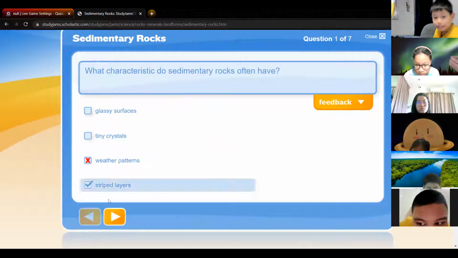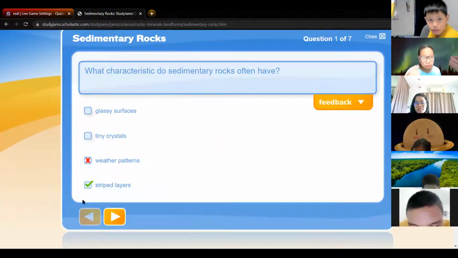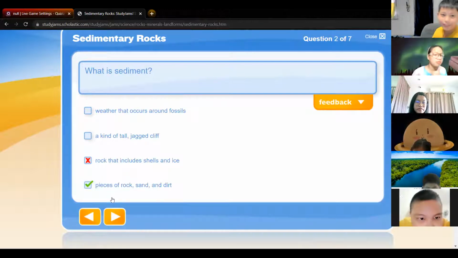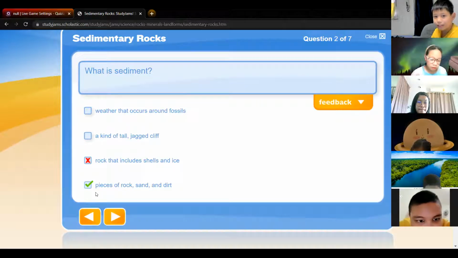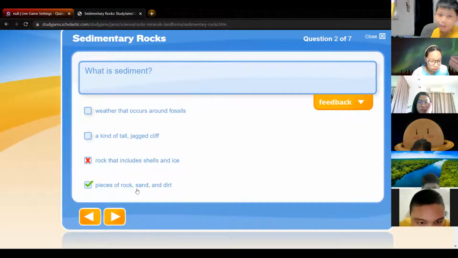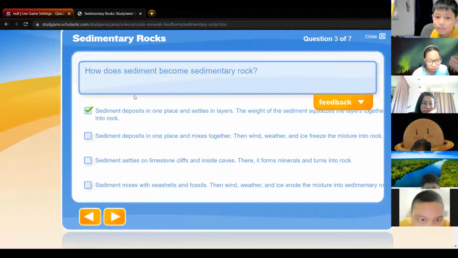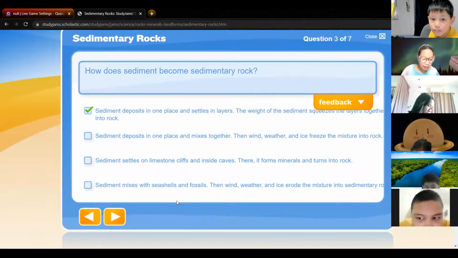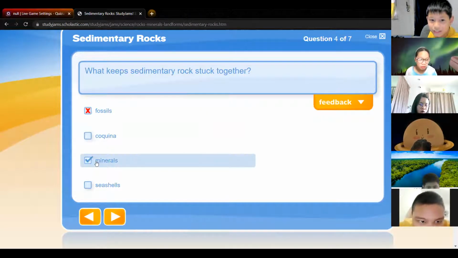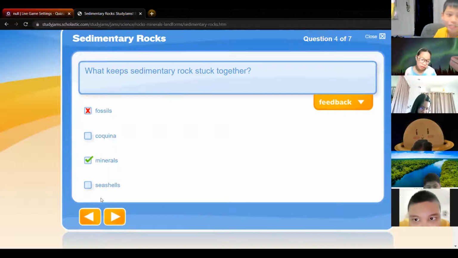Let's reveal. So here, Nataya, it's not the weather patterns, it was striped layers. And the second one, who answered this one? Sediment. The answer is pieces of rock, sand, and dirt. It's not the rock that includes shells and ice. Here, who answered this one? I think it was Apiwit. Yes. This one, it should be minerals, not the fossils.